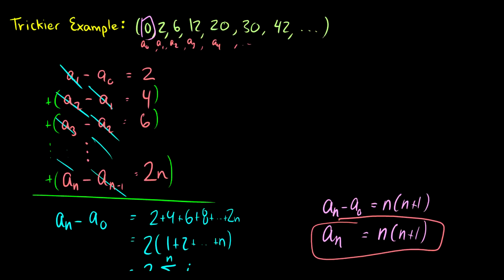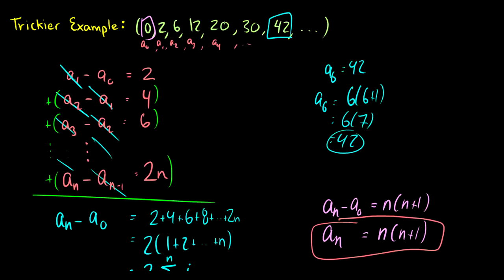So instead, well, first we should check to make sure it works. Let's pick a6. So a6 we know is equal to 42. That's this number here. So a6 is going to be 6 times 6 plus 1, which is 6 times 7, which is 42. So it works. Very cool. Okay, here's a nice way of looking at things.